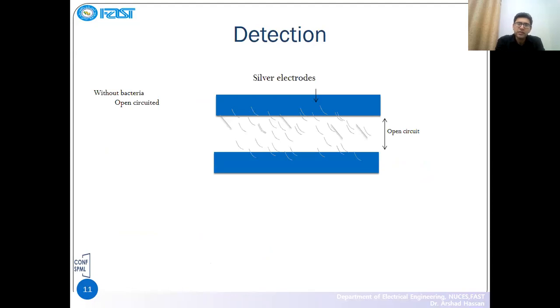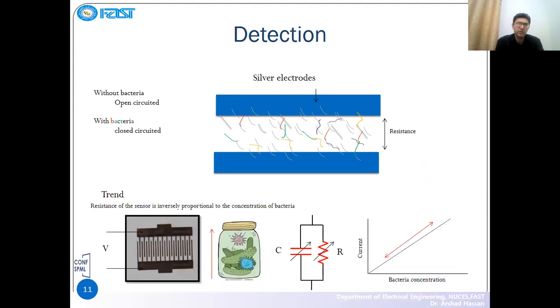So the detection mechanism is that the silver nanowires are between the electrodes, so it acts like an open circuit. And when we drop a sample, a bacteria sample, the circuit will close and the resistance will vary. So the trend of the resistance of the sensor is inversely proportional to the concentration of the bacteria. When we increase the bacteria concentration, the capacitance and resistance vary.